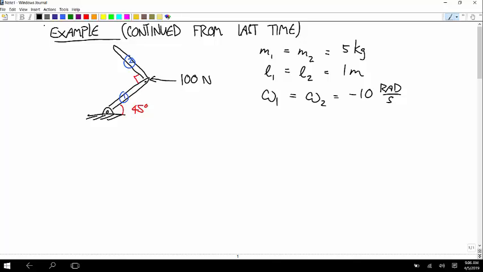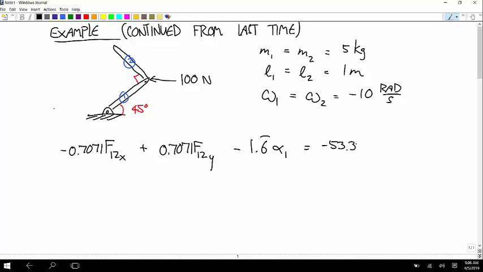And that equation was negative 0.7071 F12x plus 0.7071 F12y minus 1.6 repeating alpha 1 is equal to negative 53.37. That's all we get out of that because we only have the rotational equation because of the fixed point.